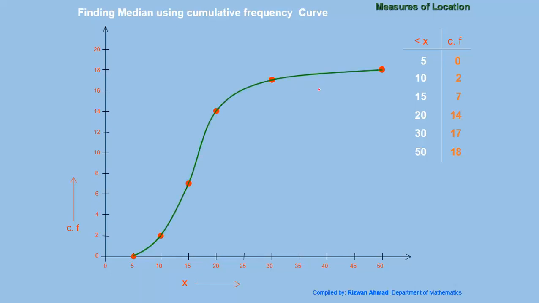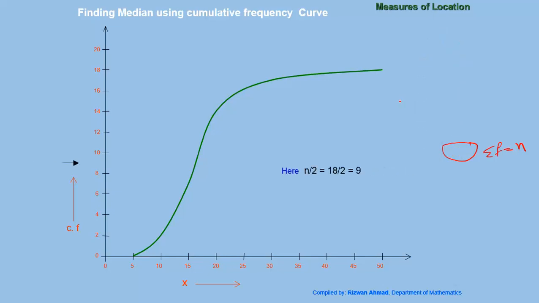Now the median is the middle value in the data. In this case, we don't see the case of even and odd number of values. We only see that the total number of values, sigma f, which is equal to n, is 18. So 18 divided by 2 is 9. Which means that 9 is here.